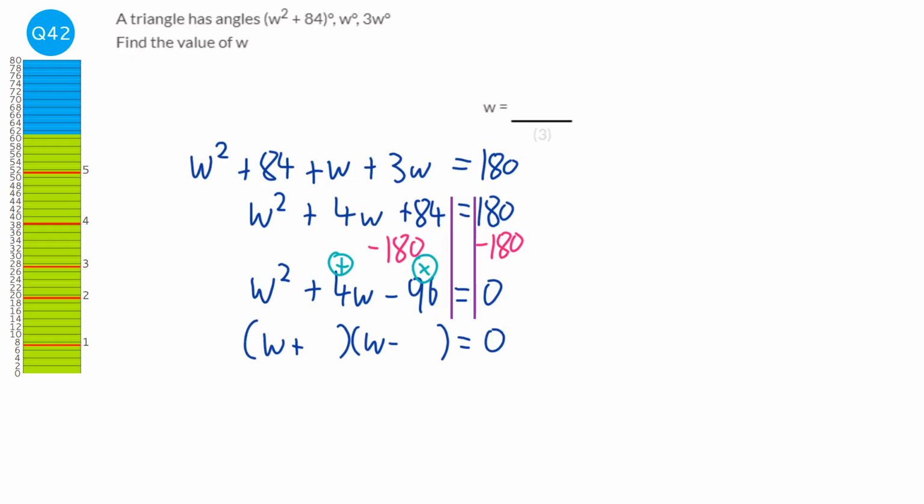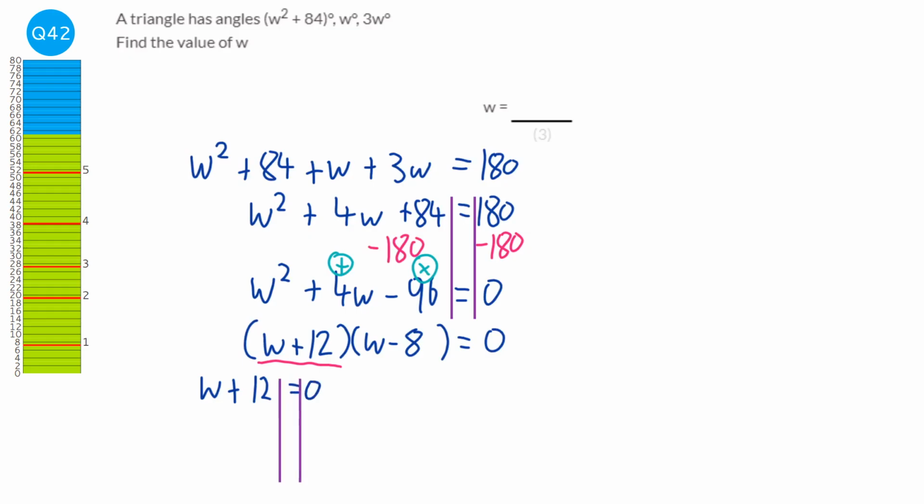let's have a think. It'd have to be a positive 12 and a negative 8 to add together to make a positive 4. And 12 times minus 8 is minus 96. That works. And to solve, we look at the left-hand side first and get that equal to 0. So w plus 12 equals 0, and then solve it.